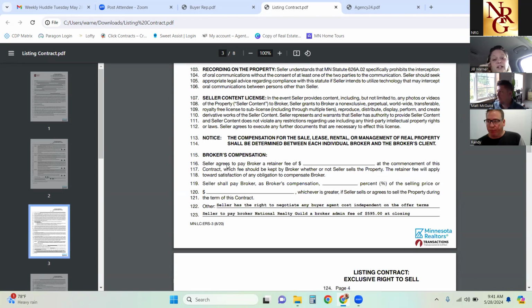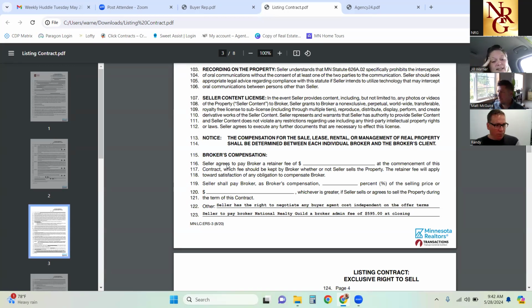Again, this goes over the broker's compensation here, and on line 119, if you're doing 6% for the whole deal, make sure you're putting 6% on 119 here, and then we break it out a little bit further when we go over the buyer rep. But on lines 122 and 123, these are what I'm putting in my standard listings. So 122, seller has the right to negotiate any buyer agent cost independent of the offer terms. That basically means when we get an offer in, we can go back and forth about the terms of it and see if it will work for them.